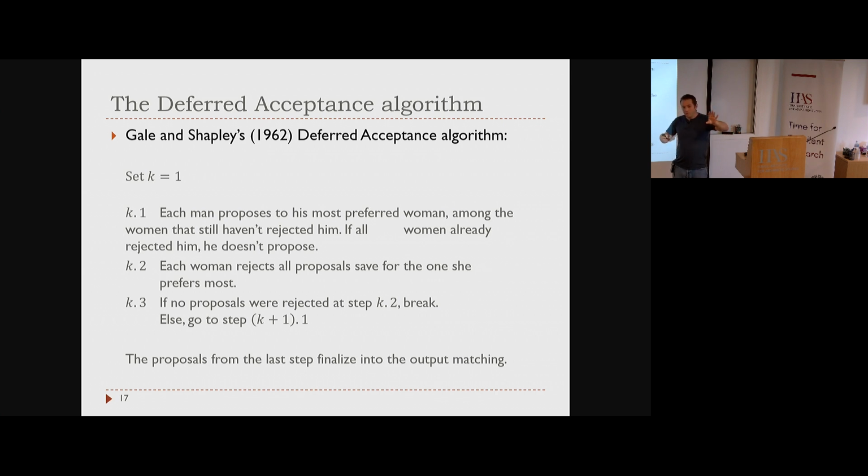So if we got to the situation where no more rejections are happening, then I finalize the matching by saying each woman is now matched with the camper in her yard. And that's my final matching. That's the deferred acceptance algorithm. Is it clear?